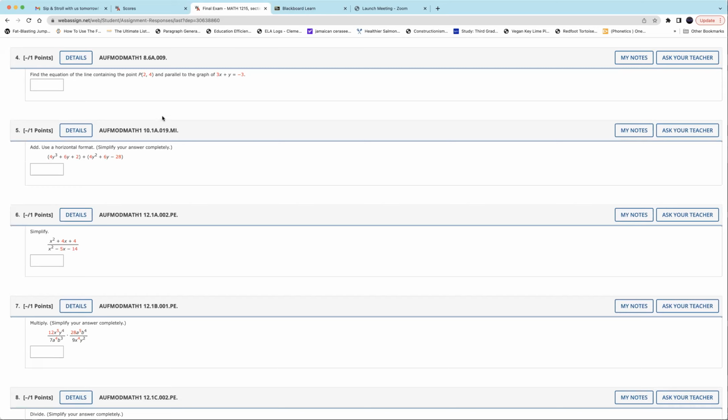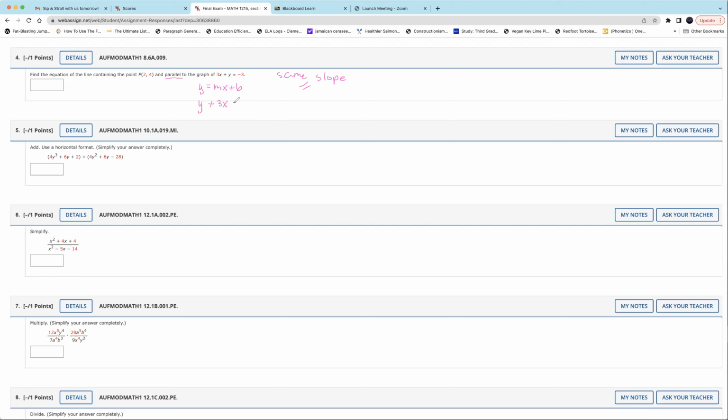Find the equation of the line containing the point (2, 4) parallel to the graph of 3x plus y equals negative 2. Parallel means it's going to be the same slope. Whatever slope I have here, it's going to be the same slope. Since they gave me the point but not the slope, I need to put this in y-intercept form, y equals mx plus b, so I can see what the slope is.